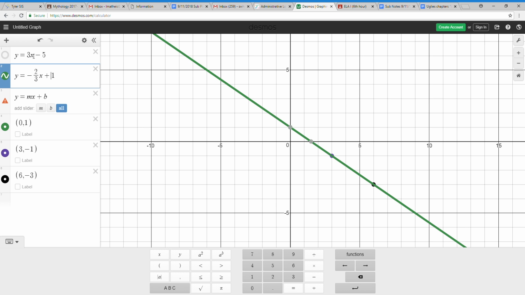We treat that slope as a fraction. 3 over 1, rise 3, run 1, or in this case, negative 2 over 3, not necessarily rise, but fall 2 to run 3. Just like that.